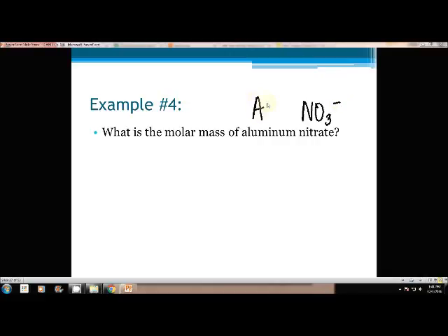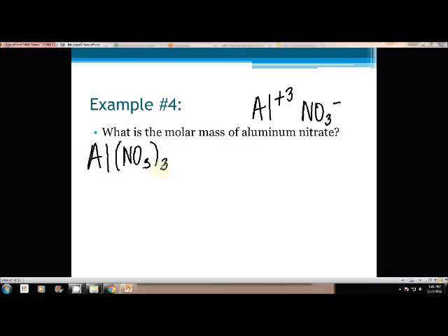Alright, what's the charge on an aluminum? +3. So, how am I going to write this formula? Yes. We have to put the nitrate in parentheses, so we have the whole thing, NO3, inside, and then a 3 on the outside. Okay? So I'm going to write this down just so you can see. You don't have to do this every time if you don't want to.